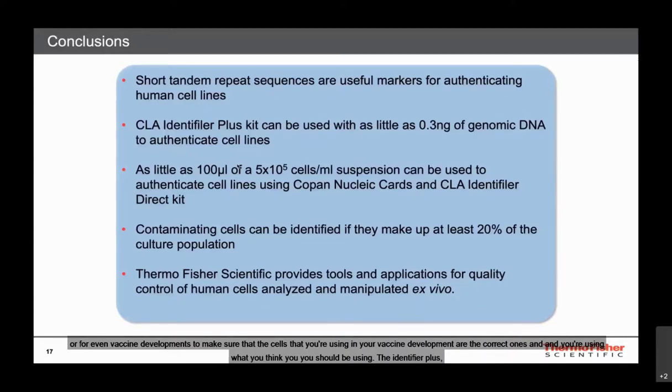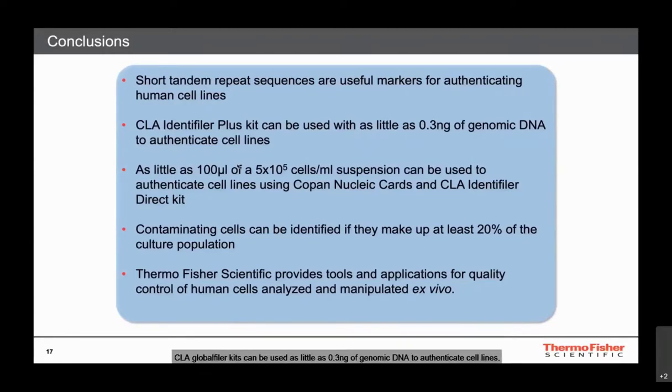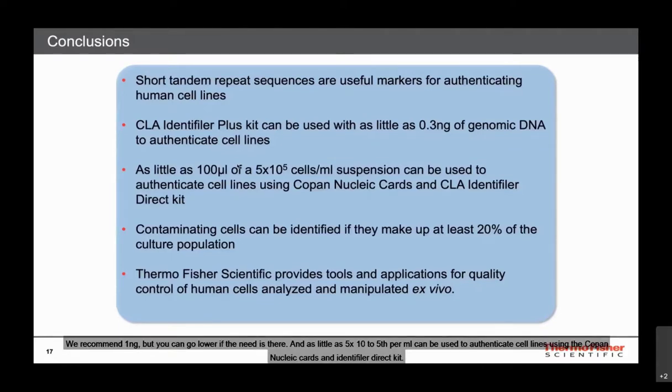The Identifiler Plus and the CLA Global Filer kits can be used with as little as 0.3 nanograms of genomic DNA to authenticate cell lines. We recommend 1 nanogram, but it can go lower if the need is there. And as little as 5 times 10 to the 5th cells per mil can be used to authenticate cell lines using the Copan nucleic cards and the Identifiler Direct kits.